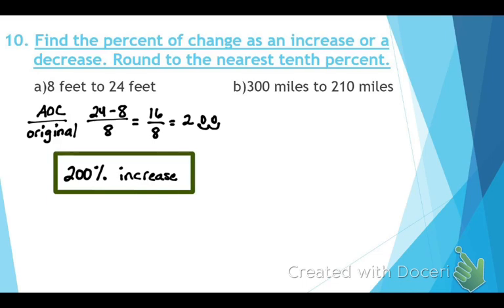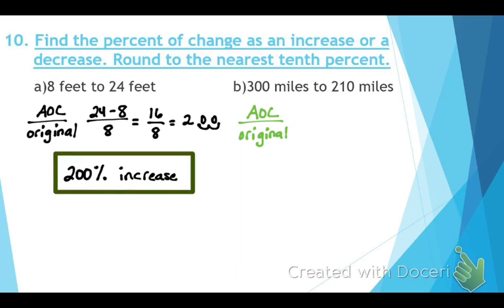All right, we're going to the next one. Let's imagine that an airplane is going 300 miles an hour, and then it goes to 210 miles per hour. I want you guys to find the amount of change and then write down whether it is an increase or a decrease. So the first thing you're going to want to do is start with your formula, amount of change over the original amount. All right, you guys try it on your own. Stand once you have it figured out.